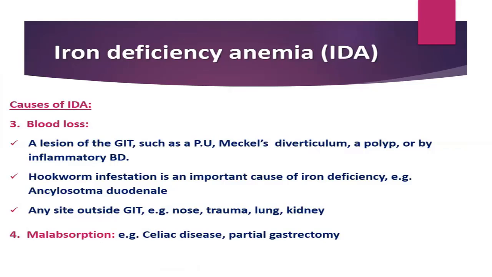The third cause is blood loss from the GIT, like peptic ulcer, Meckel's diverticulum, polyp, or inflammatory bowel disease, or hookworm infestation as an important cause of iron deficiency, like Ancylostoma duodenale, or bleeding from other sites outside the GIT, like nose, lung, kidney, or trauma. The fourth cause is malabsorption in celiac disease and partial gastrectomy.